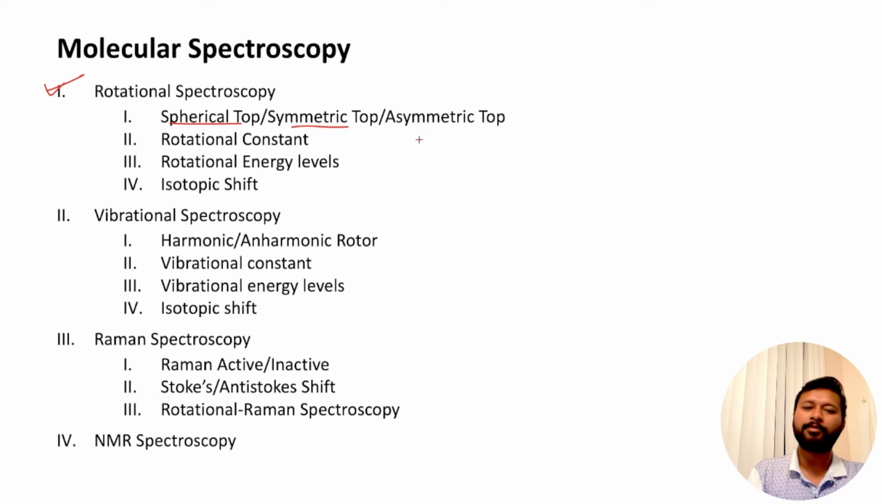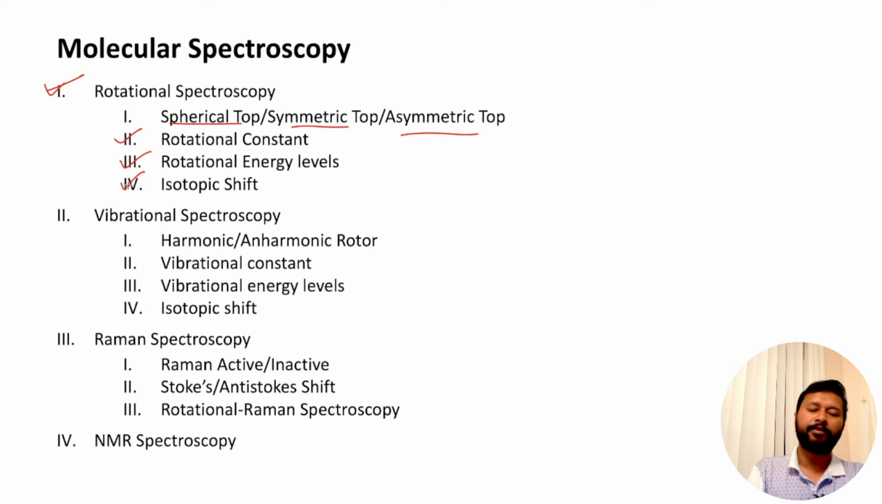spherical top molecules, symmetric top, asymmetric top molecules, what the conditions for them are, how you identify them, how you differentiate them. Then the questions and numericals based upon rotational constant, then questions and numericals based upon rotational energy levels, J values, what the selection rules are, which transitions are allowed and which are not allowed, and if a transition is happening from a certain J value, what the energy difference will be. So you should be aware of such questions.